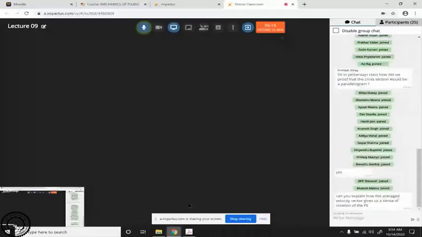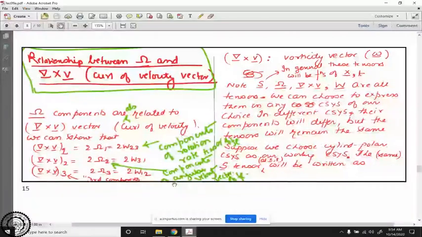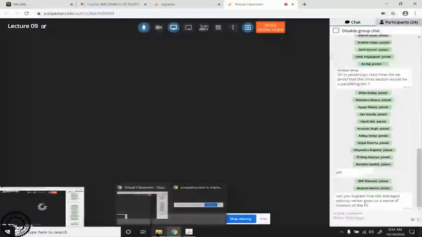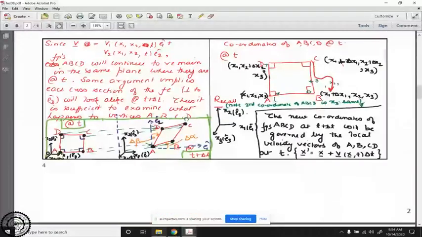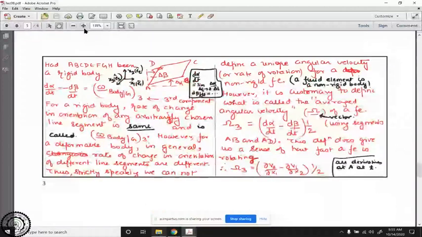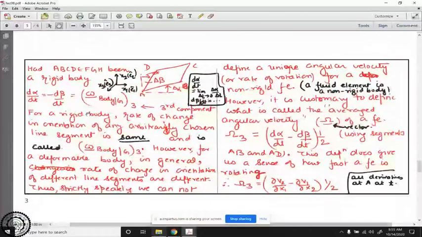Can you explain how the average velocity vector gives us a sense of rotation of the fluid element? Okay, I'll make an attempt. I'm showing you this slide, which I used in yesterday's class.